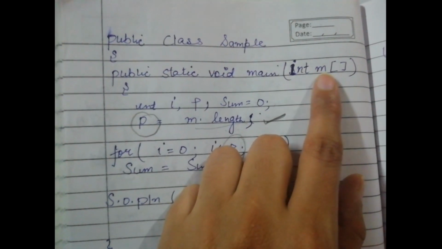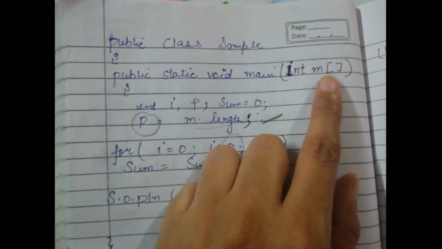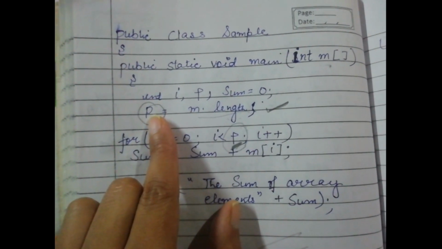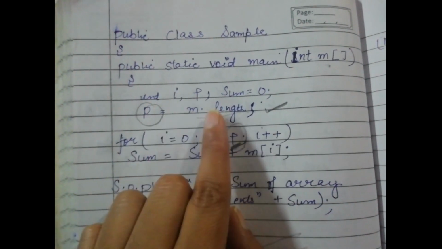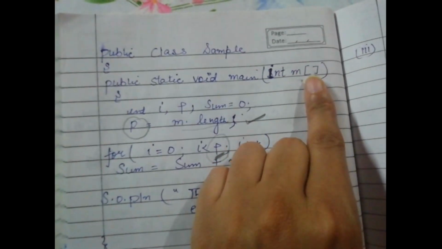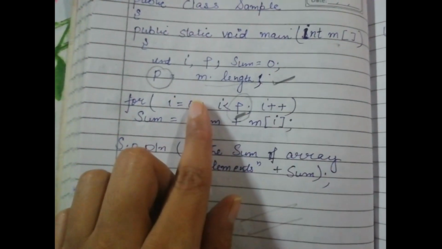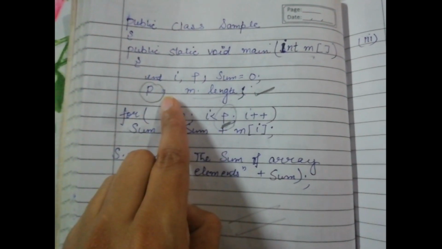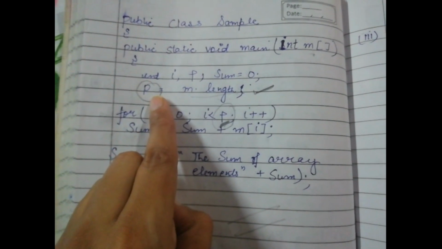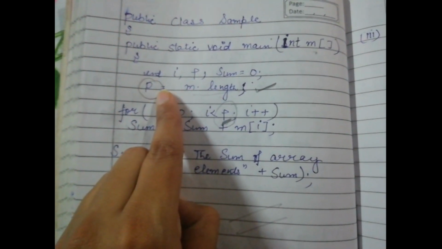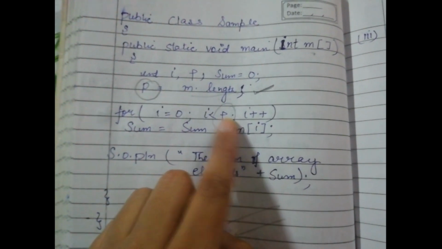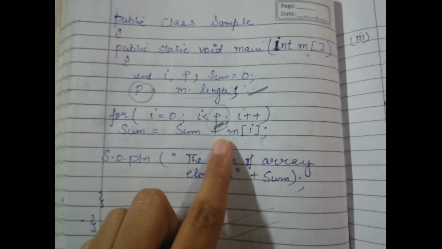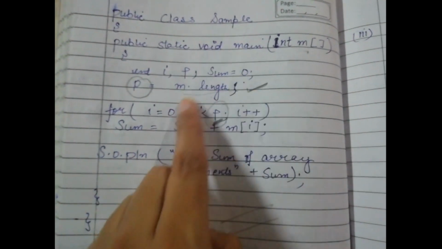M is an array. We don't know the length of this array, so we have a variable p of type integer to store the length of this array. Now the array index will go from 0 to p, because p has the value of how many numbers are there in the array, and we find the sum of all the elements of the array.